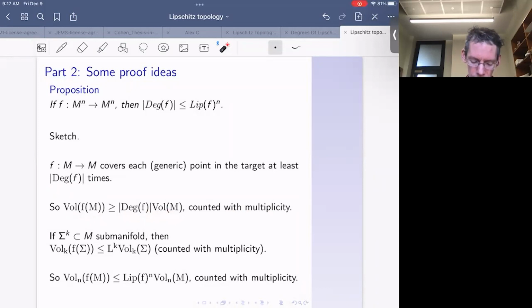On the other hand, it's not hard to see how the Lipschitz constant controls how volumes stretch. In general, if you have a k-dimensional submanifold of M, then its volume will stretch by at most a factor of L to the k, because the lengths stretch by at most a factor of L in each direction. In particular, this sigma_k could be M itself. So the volume of the image of M is at most the Lipschitz constant to the n times the volume. And that's true with multiplicity. And if you compare this and this, then you see that the degree is at most the Lipschitz constant to the n.